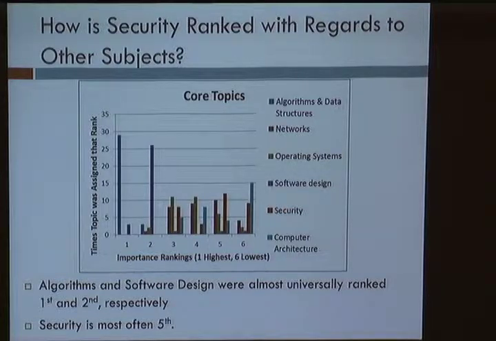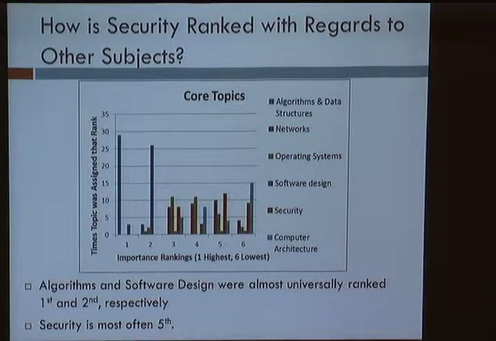Software design is almost always second. The rest of it's sort of a mess, but security comes in 5th more than anything else. Computer architecture is the one that came in last most often. They skipped rank between the previous graph and this one, which is a different thing, but I'm just a data nerd.